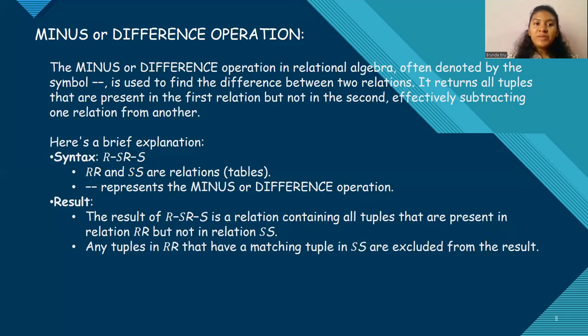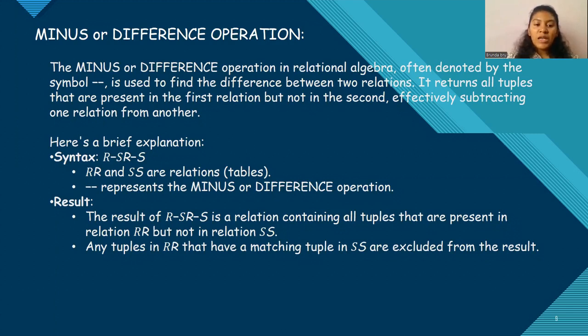The third operation is the minus or the difference operation. The minus or difference operation in relational algebra, often denoted by the symbol minus, is used to find the difference between two relations. It returns all the tuples that are present in the first relation but not in the second, effectively subtracting one relation from another. Here's a brief explanation. Syntax: R minus S. R and S are relations, that is, the tables. Minus represents the difference operation.